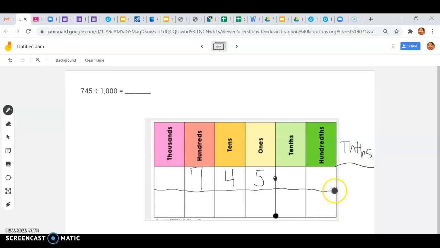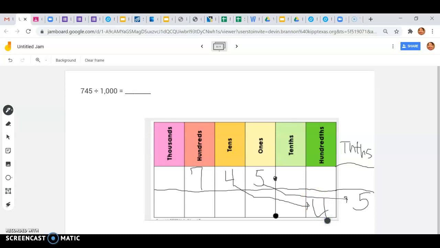Okay. Awesome. All right, so we're going to shift our place value 3 times. So we have 1, 2, 3. So then our 5 goes from the ones all the way to our thousandths place. So we're going to draw a 5 in our thousandths place. Then our 4 that's in our tens place, we're going to shift it 3 times as well. 1, 2, 3. Remember, we're shifting it to the right because we're making it smaller when we're dividing.